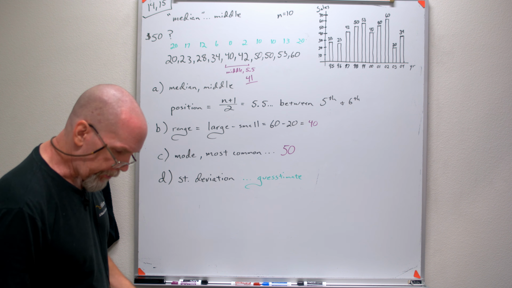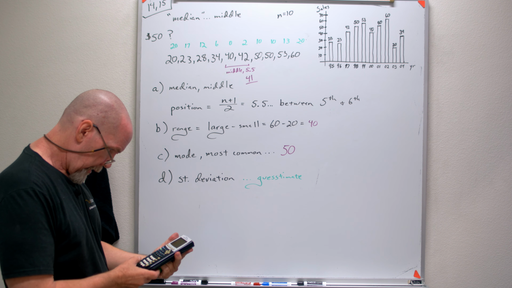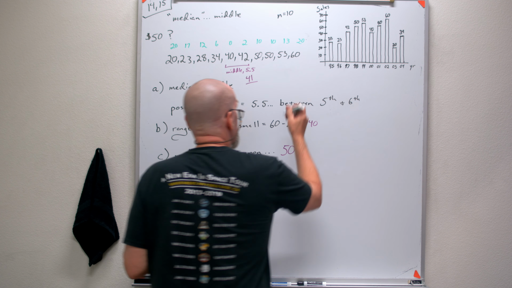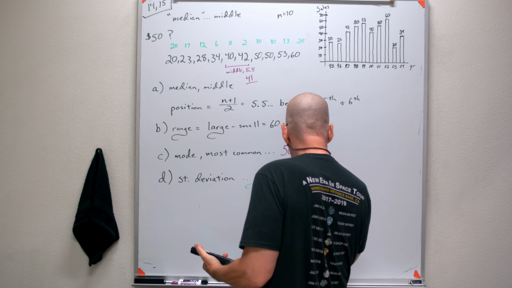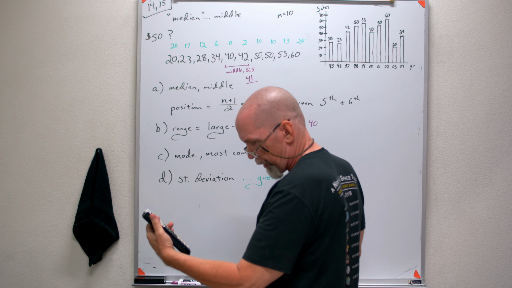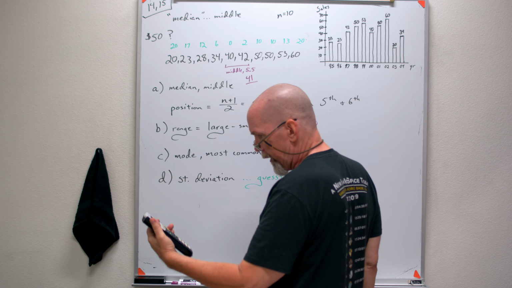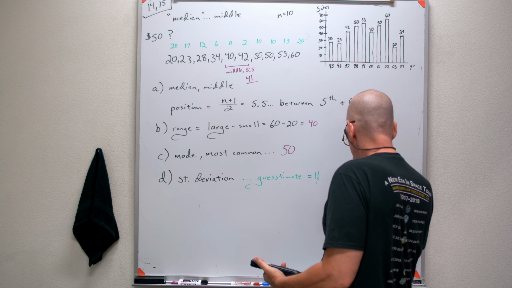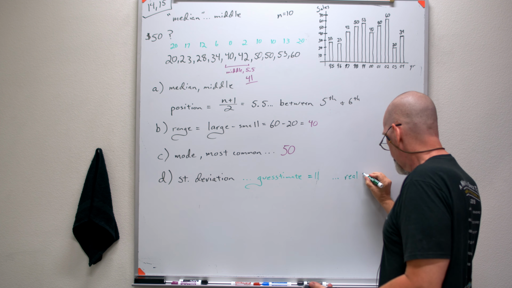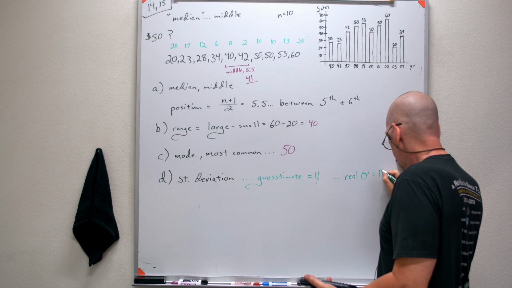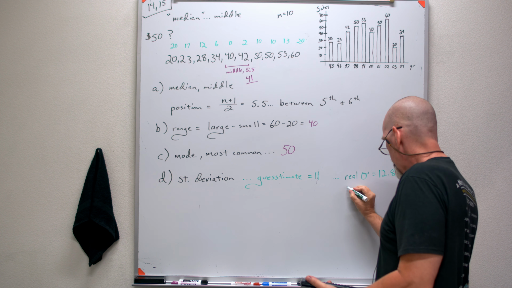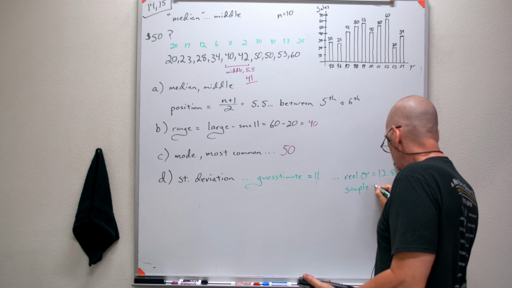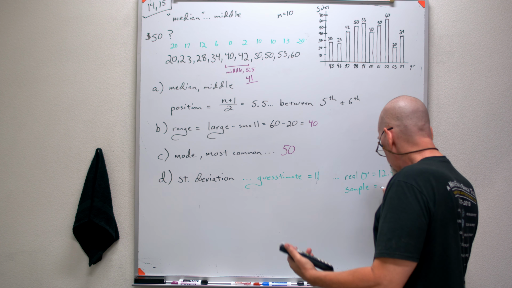I punch the numbers into my calculator, and we actually get a standard deviation on this. My guesstimate was 11. If we actually ask the calculator, that's a 12.8 for what it is. So in reality, if I considered a population, we'd have about a 12.8. If I consider that to be a sample, a little bit bigger, sample 13.5.